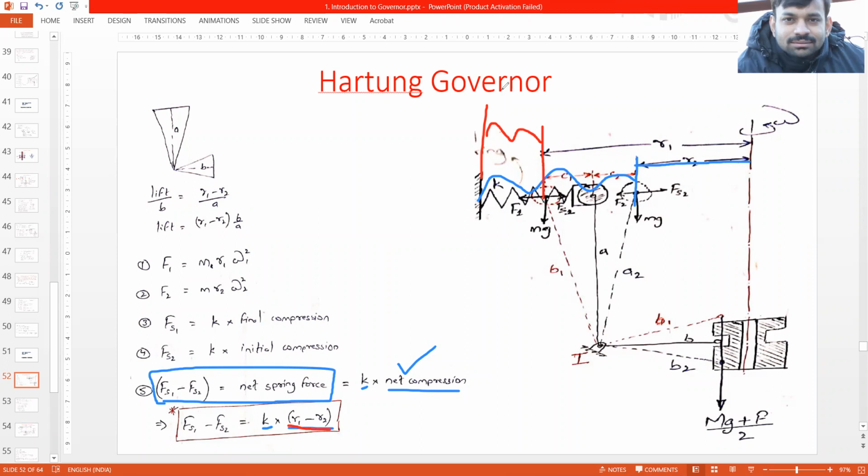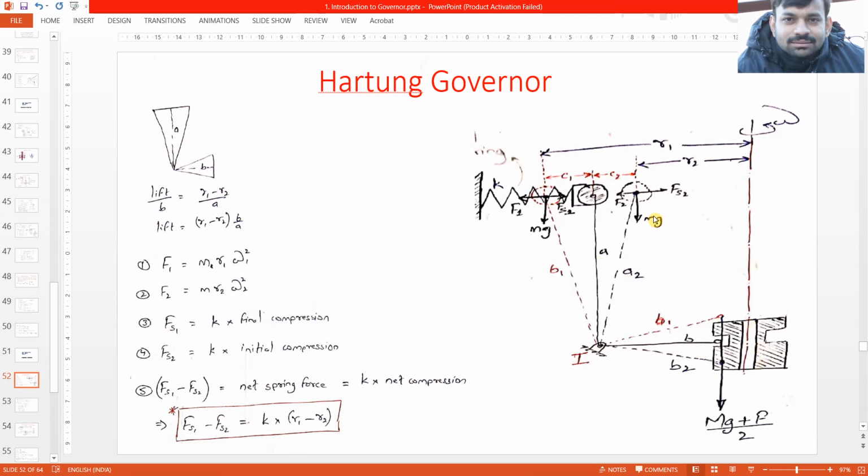Okay, draw it by another color. This would be the net compression in the spring, this distance, and this can be calculated by r1 minus r2. So we have this expression for the difference in the spring force.